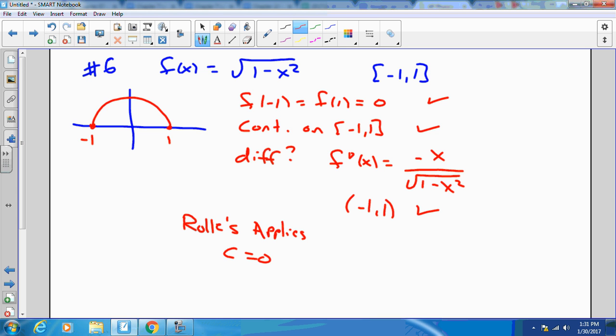And it's pretty obvious that the c that we're looking for is going to be 0. That's going to be the point where f prime is equal to 0. So this was a slippery one. This one just barely met the conditions, but it did. And there are other functions out there that are like this. Okay? Good.